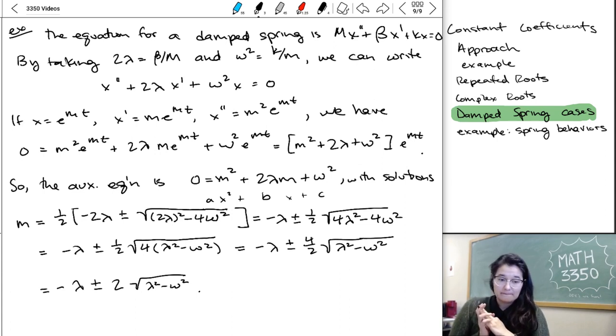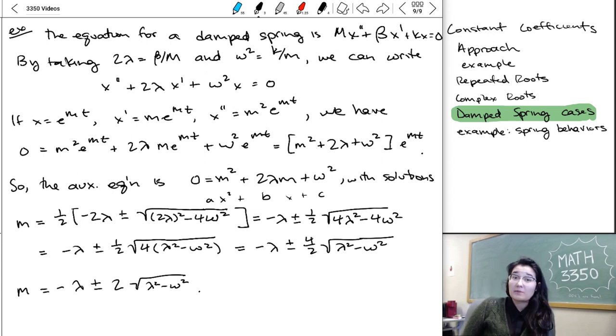So this is what my roots will look like. And all the different cases that we talked about for solutions in previous videos can actually come from this one formula. So in the next video, we'll talk about all the different values of lambda and omega that can lead to different types of roots or different types of behaviors.